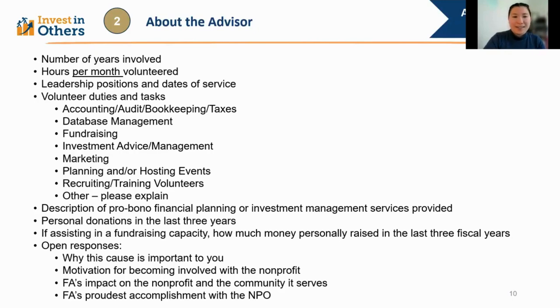And again, if you are not involved in fundraising at the nonprofit, that is not a no-go for us. Again, we're just trying to get a really good picture of your contribution. And then the advisor story. These are 4 open-ended questions, narrative style if you'd like.